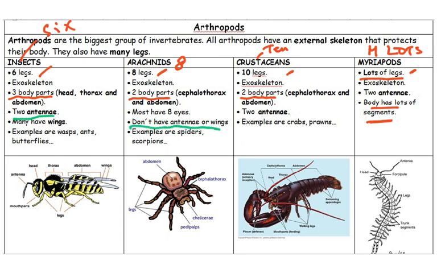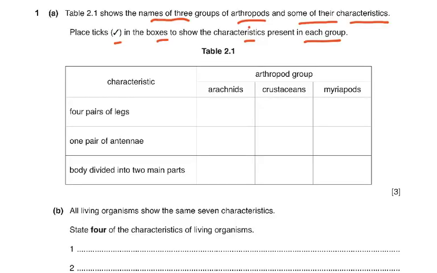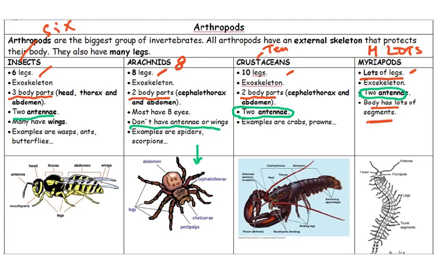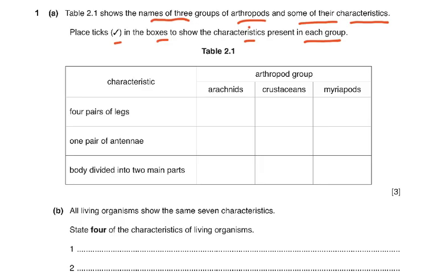Arachnids do not have any antennae or wings. And look at the picture of one. And again 2 antennae. And then again 2 antennae. So except for arachnids, all have 2 antennae. And it becomes very easy for it. 4 pairs of legs are 8 legs. Let's go back. 4 pairs of legs, 8, arachnids.